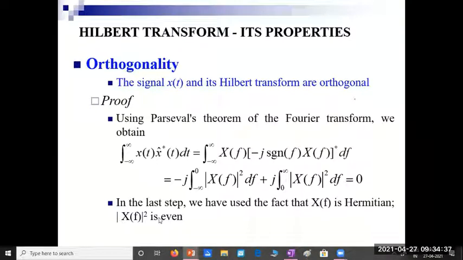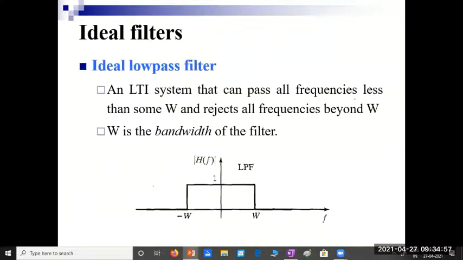This orthogonality property is from definition itself. So actual proof is not needed, but you'll be asked a question about stating the properties of Hilbert transform with proof. If they ask you for proof, you will have to prove this, just 1 or 2 steps.